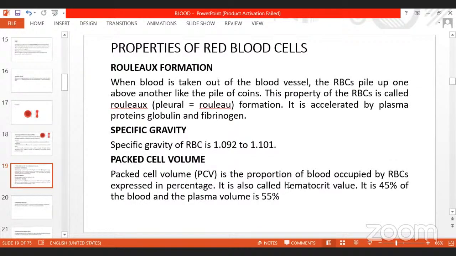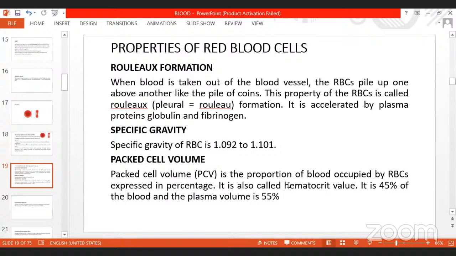First one is rouleau formation. Rouleau formation means that when blood is taken out of the blood vessel, the RBCs pile up one above the other like a pile of coins. This piling up of RBCs is known as rouleau formation, which is accelerated by the plasma proteins albumin, globulin, and fibrinogen. Coming to the specific gravity of RBC, it is around 1.092 to 1.101.